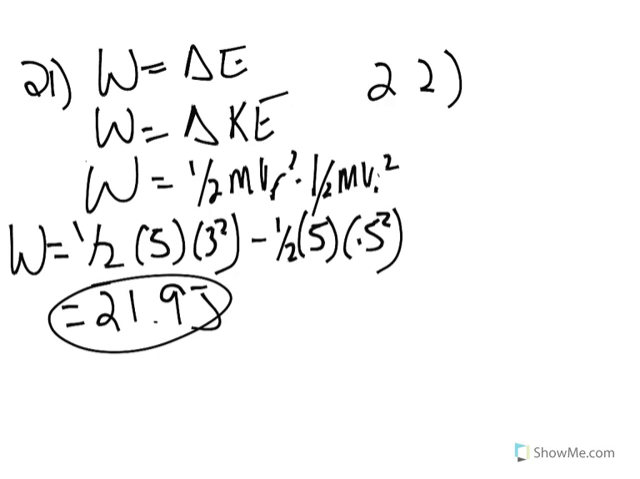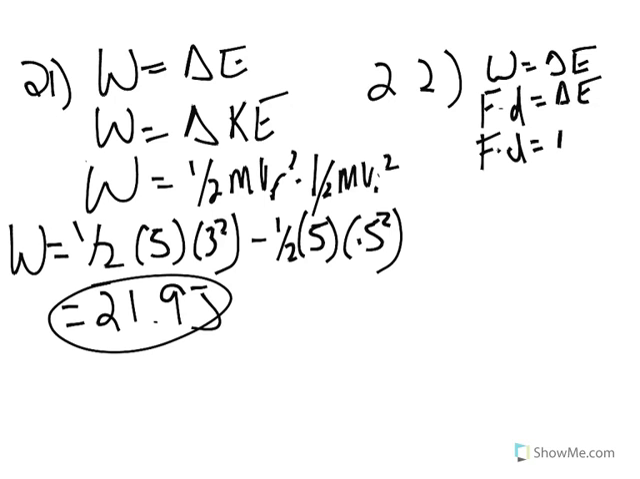22 is a similar problem. So what you have is a box that starts off at 5 meters per second and then comes to rest. So we're doing work equals the change in energy, and that's force times distance. So we have to deal with this one because we actually have a force involved here. Force times distance equals the change in energy. The change in energy will be the change in kinetic energy again because it's moving. And so force times distance is equal to kinetic energy final minus kinetic energy initial.